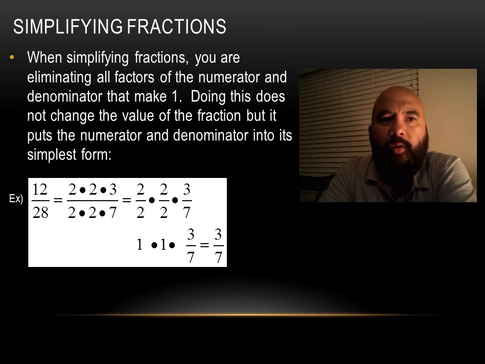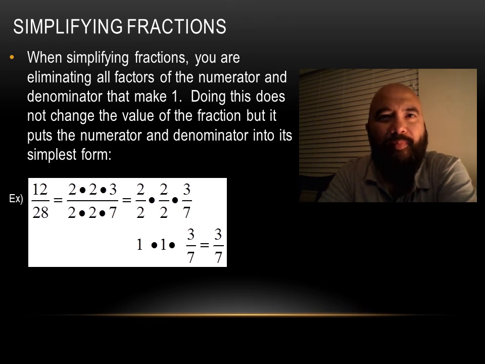Simplifying fractions. When simplifying fractions, what you're doing is eliminating all factors of the numerator and denominator that make 1. By doing this, you're putting the fraction into its simplest form. So when you look at the example given, 12 over 28 can be simplified into 3/7. Why? Because if you break down 12 into its prime factorization, you get 2 times 2 times 3. For 28 it is 2 times 2 times 7.